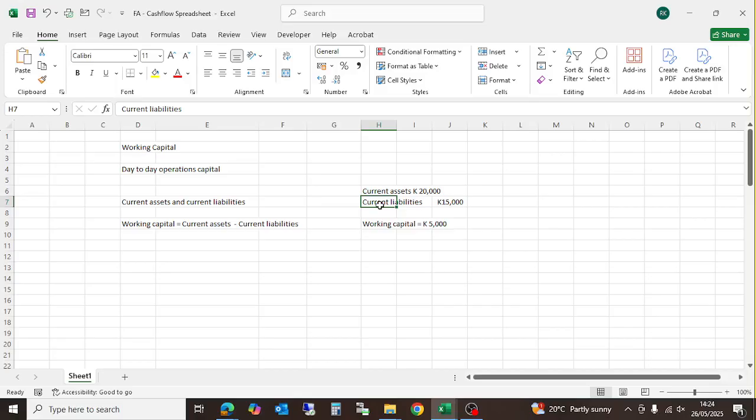So that's the theory. That's what working capital is. But why do you think it's important for us to be able to compute our working capital? Number one, it shows us if we have enough liquid resources to cover our liabilities. Because here we are comparing our current assets and our current liabilities. Like in this case, we have positive working capital, meaning we can cover all our liabilities. You get my point.